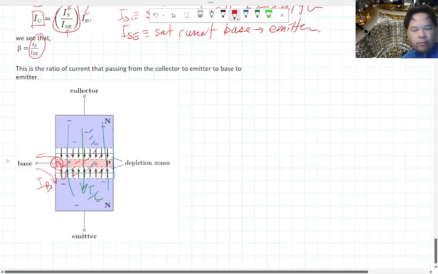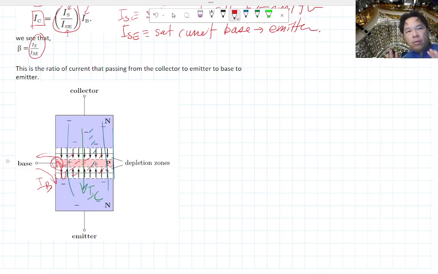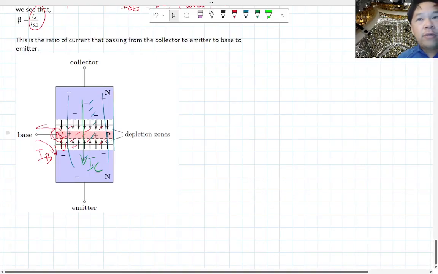So hopefully that's helpful for us to understand how the thermodynamics of these electrons moving around gives us this beta factor that we've been using all this time, and we just kind of said that's the case because we made the transistor that way. Okay, so that's all I'm going to cover in this chapter.